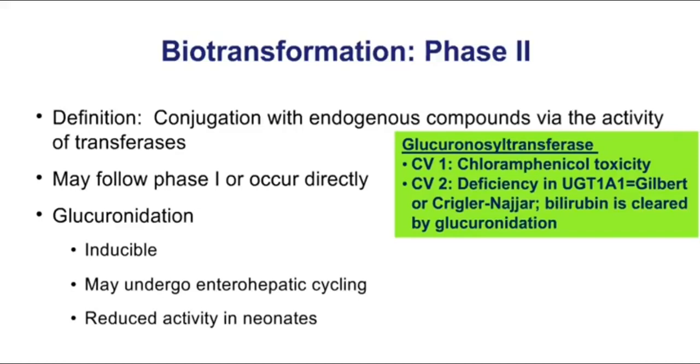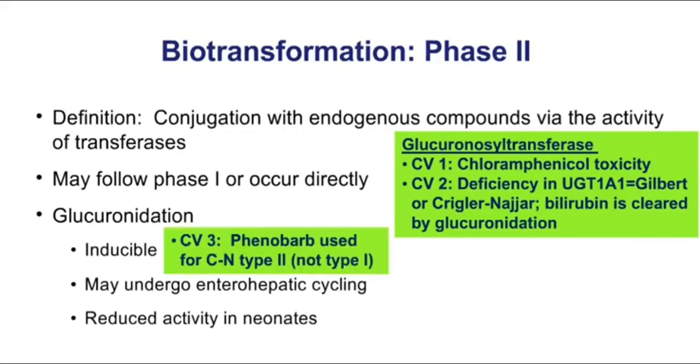The second clinical vignette is a deficiency in this enzyme, known as UGT1A1. The GT is the glucuronyl transferase. If you're deficient in this enzyme, you might get syndromes like Gilbert syndrome or Crigler-Najjar. These are syndromes that you would have covered in pathology, but help us to remember that glucuronidase is the enzyme that's deficient. Bilirubin, of course, is cleared by glucuronidation. So if you can't metabolize the bilirubin, you get an increase in the levels of unconjugated bilirubin.